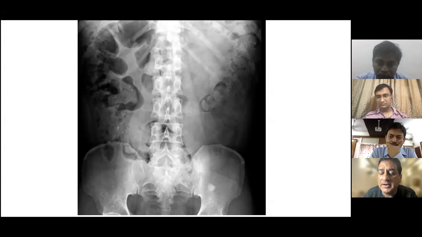Number two, the other point is the urge to pass stool. The first case we emphasized was anorectal examination, which gives a lot of idea about anorectal function. In a constipated patient, urge to pass stool is a very important feature. If somebody does not have an urge to pass stool for days and weeks together, it is nothing but slow transit.